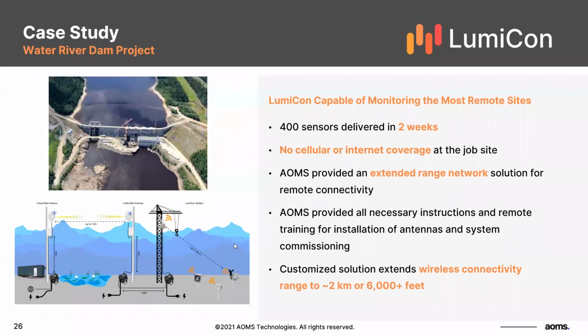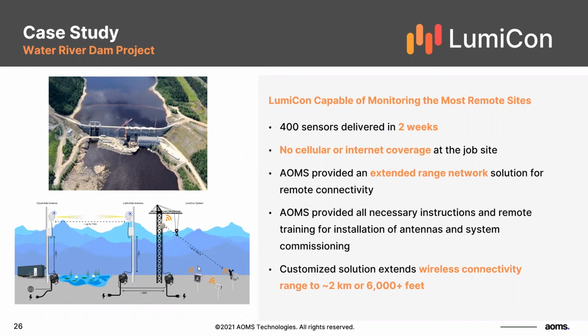So one example is the water river dam project that we are working on right now. This is an interesting project site, a very complicated site, with no cellular coverage. In that project site, there was a trailer about 2 to 3 kilometers away from the water dam site, but they had wired internet available. They had a fiber network.